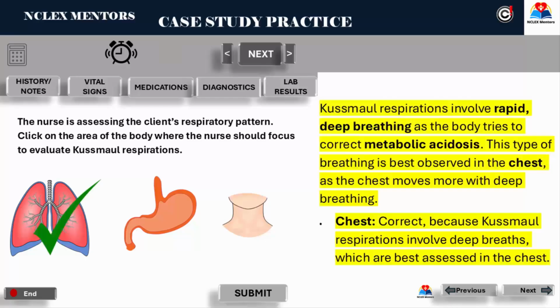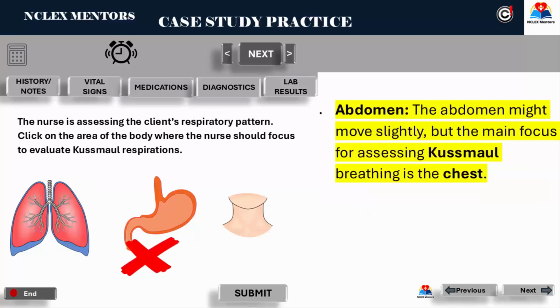Kussmaul respirations involve rapid, deep breathing as the body tries to correct metabolic acidosis. This type of breathing is best observed in the chest, as the chest moves more with deep breathing. Chest? Correct, because Kussmaul respirations involve deep breaths, which are best assessed in the chest.